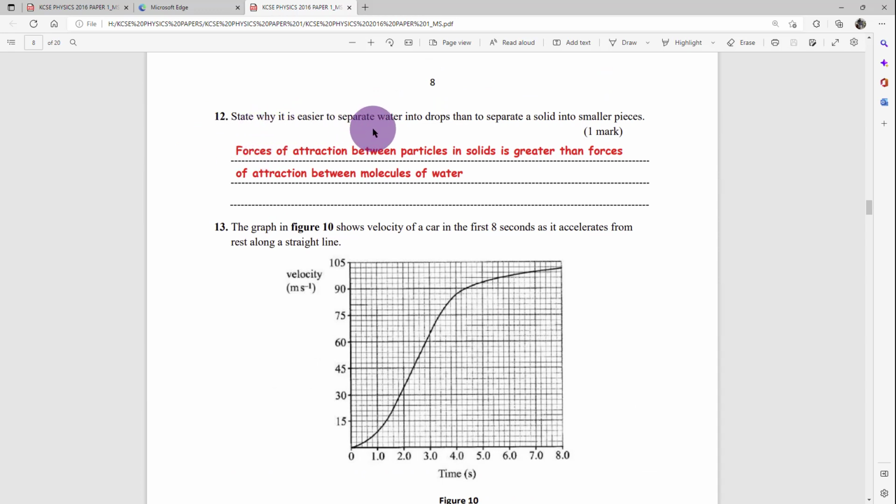State why it is easier to separate water into drops than to separate a solid into smaller pieces. Of course, this is about the forces of attraction between the particles in water and the particles in solid. In water, those forces of attraction, which are basically cohesive forces, are weaker than the forces of attraction between particles in solid state. You're just supposed to answer that part that way.